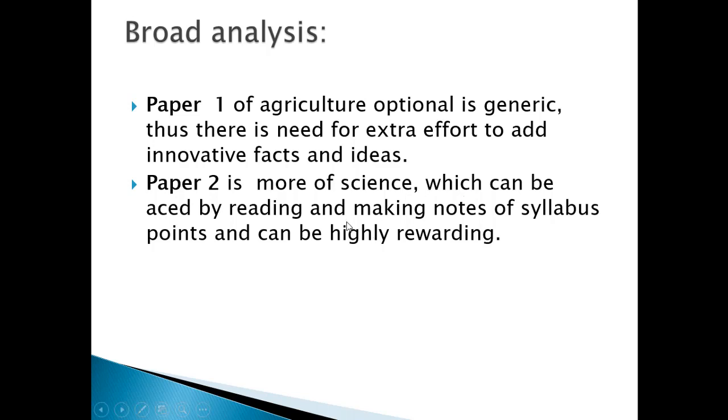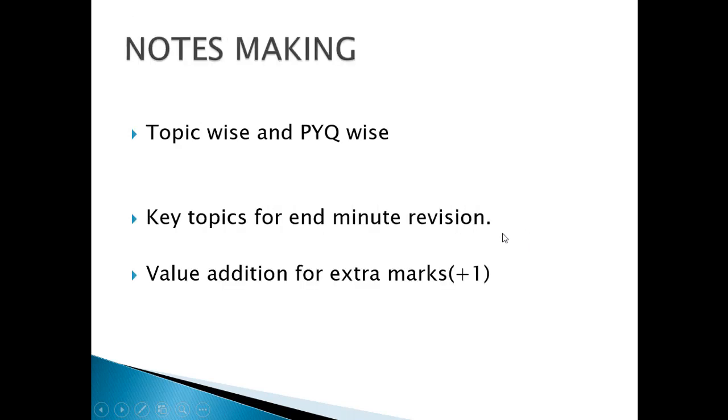But in general, paper 2 is more of science, like genetics, breeding, seed science and other topics, which can be easily aced by reading and going through. If you know the points, clearly write the objectives and answer the question, then you will be rewarded good marks. And regarding notes making, based on topic-wise and previous year question-wise, you need to make the topics and the notes.